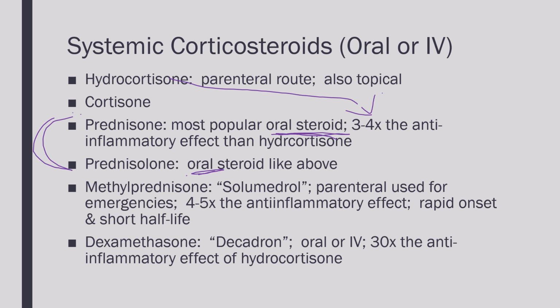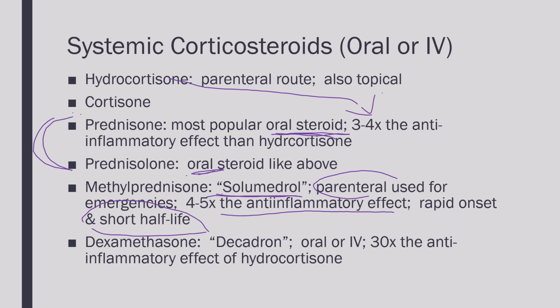Then you have your methylprednisolone, which is your Solu-Medrol, which you've already heard me talk about. This one's given IV, and it's used for emergencies. So this is where the patient comes in the emergency department, and so on and so forth. And it has 4 to 5 times the anti-inflammatory effect. So very, very potent. It has a very rapid onset and a short half-life. That's the big disadvantage here. But it does have a rapid onset, so the idea is to help control them sooner than later.